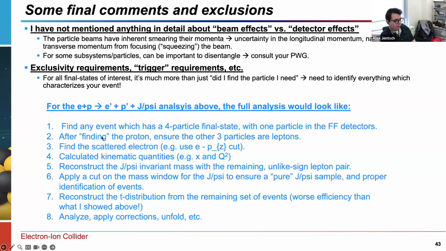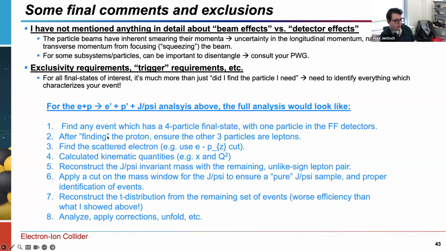And only then, after you've done all these 6 steps, would you actually reconstruct the t-distribution, because now you know you have some events that are worth reconstructing. And ultimately, everything would lead to, by step 7, a worse efficiency than what I showed above, in addition to your acceptance, right? And then you can start analyzing and applying your corrections and unfolding.